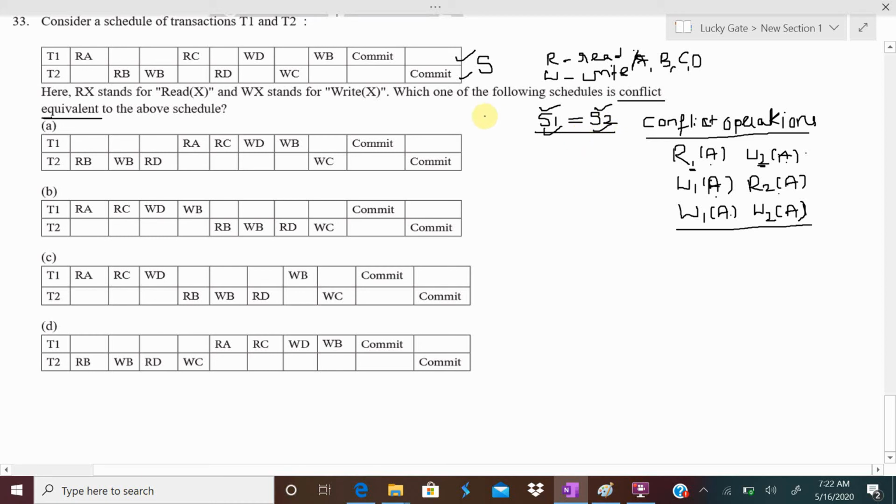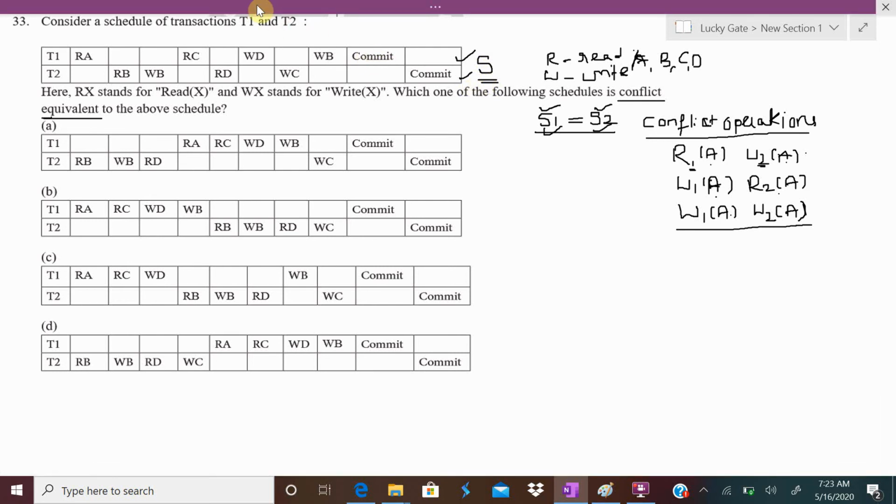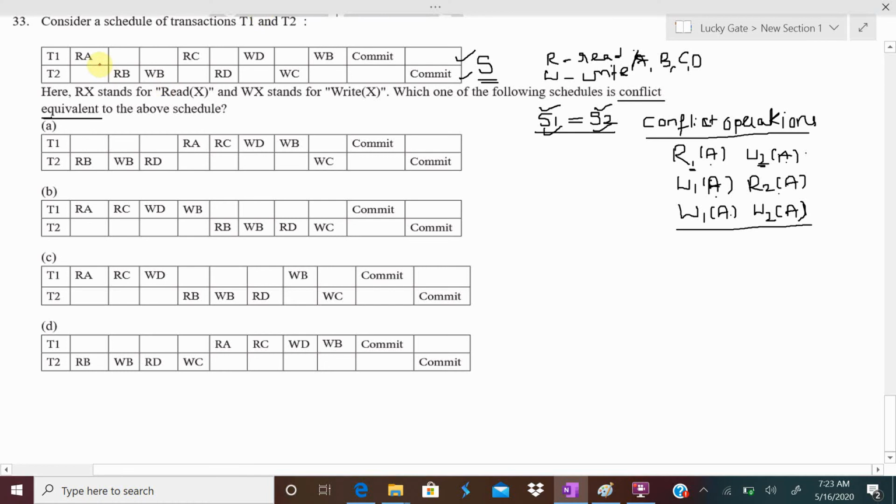Because the question is about conflict equivalence, first we'll see what the conflicts are in S, the given schedule, and check if the same conflicts are there in the options. First we'll check what conflicts are there in the given schedule. Here you observe T1 has the first operation read A. Read A of T1 is going to conflict with write A of T2. Just check it, there are no write A operations in T2, means the first operation of T1 is not going to conflict with any operations.